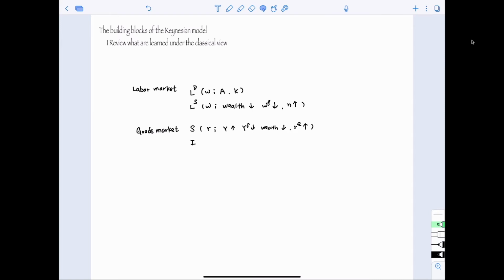And other than that, changes in the current income, future income, wealth, and expected returns will all affect the size of the savings. On the other hand, investment is for sure affected by R, which is the price for the goods market. Other than that, the tax rate or the factors affecting the marginal product of capital will affect how much the firms want to invest. Therefore, all these factors will affect the goods market equilibrium.